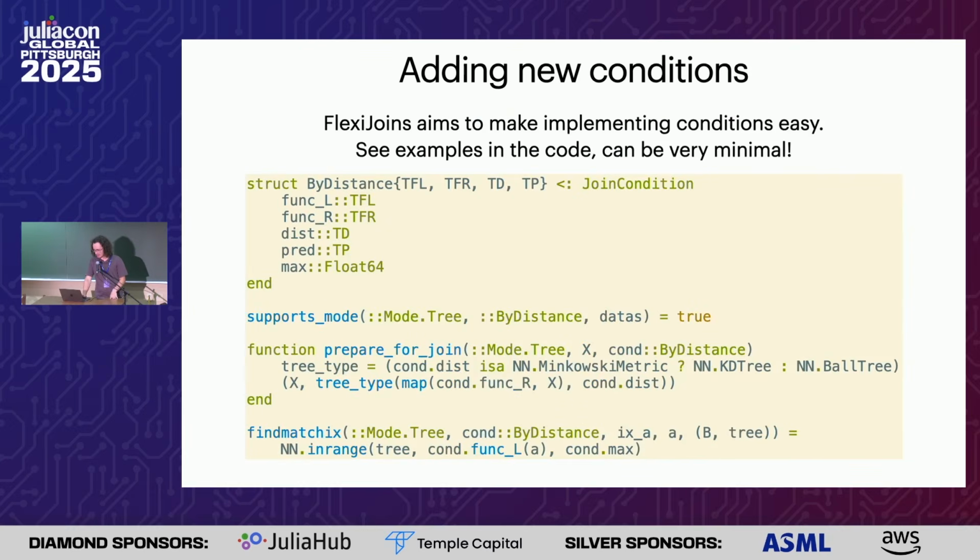Really, the aim that seems to materialize, especially in the recent year or so, with at least some packages adding support for joining with FlexiJoins, is that one of the aims is not just performance, but to make implementing new conditions easy. So this is just another example. This is basically how the by-distance join is implemented in FlexiJoins. It uses NearestNeighbors.jl to build a tree, and then searches in the tree. So it is really not a lot of code.